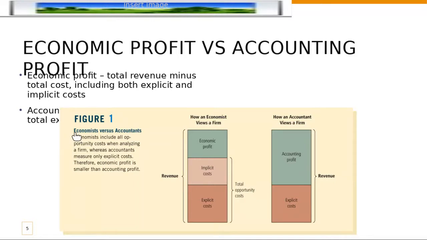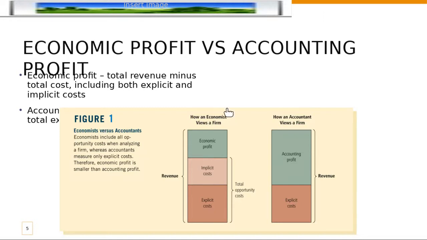Accounting profit, by contrast, is simply the difference between total revenue and total explicit costs. So accountants look at how much money you made and how much money you directly spent. Economists look at how much money you made, how much money you spent, and how much money you gave up by spending the money that you spent.